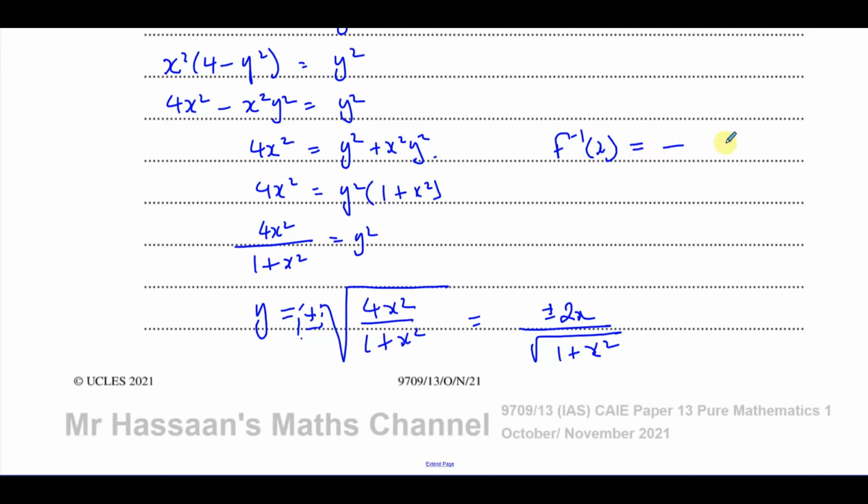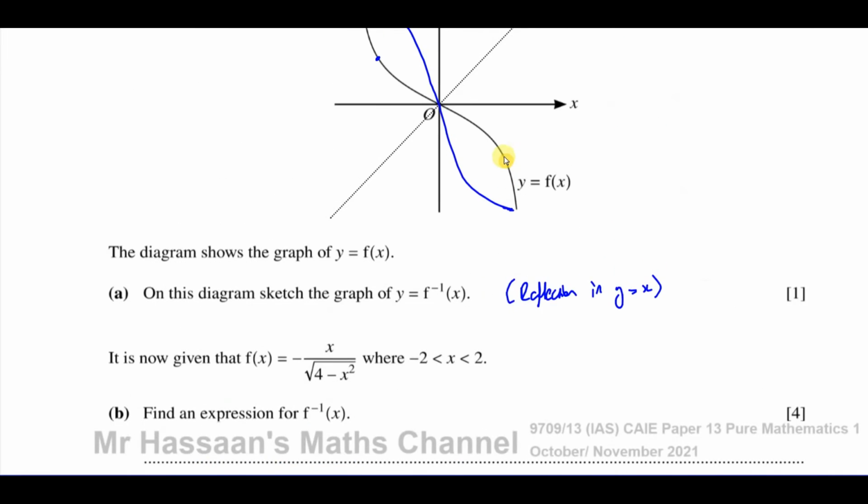Alright, so for the inverse function, therefore, I need to have the negative 2x over the square root of 1 plus x squared. Why? Because this is going to give you a positive output, of course. Alright, because we just choose a positive square root here. I put the plus or minus on top. Okay, and I've written this as a positive square root of 1 plus x squared. If x is positive, this has to become negative, and there has to be a minus here then. And if x is negative, this has to be positive, as we can see from our graph.